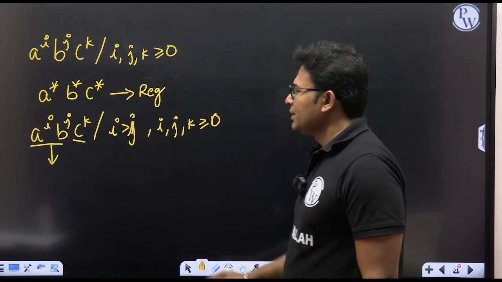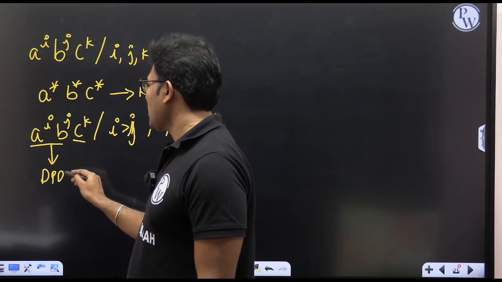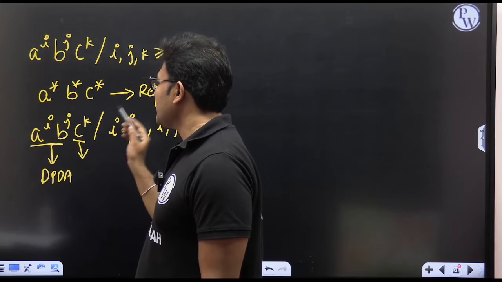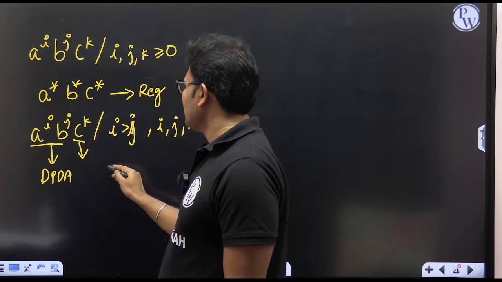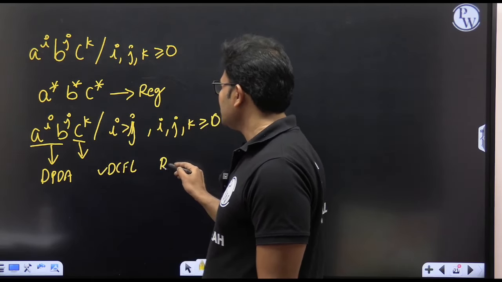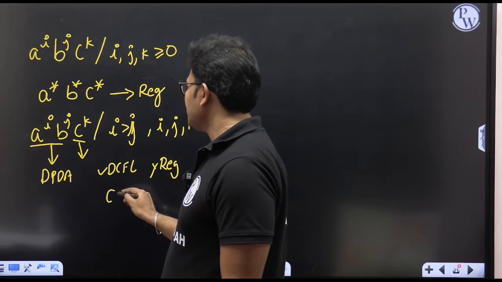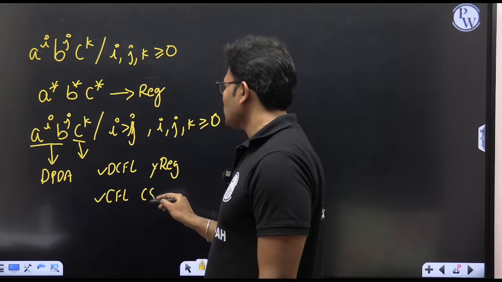So A's and B's can be compared by a deterministic push-down automaton, isn't it? And C's need not be compared with anything. Therefore, this is a deterministic context-free language. And obviously, this is not regular. This is CFL. And this is CSL also, right?